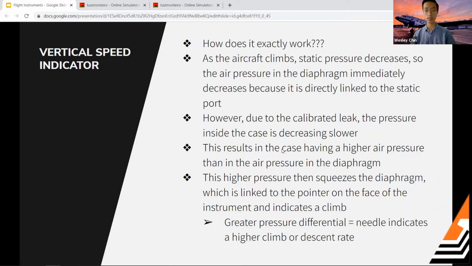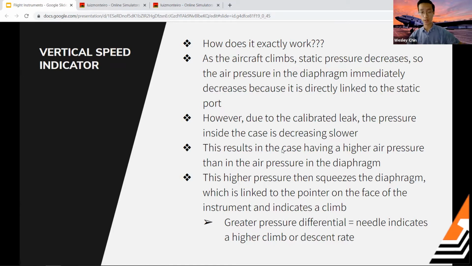The instrument case, right? The pressure in the case is also decreasing, but it's decreasing at a slower rate due to that calibrated leak, the little tiny hole. So this is now momentarily going to result in the case having a little bit higher air pressure than the pressure in the diaphragm. So in other words, you've got a pressure differential now.